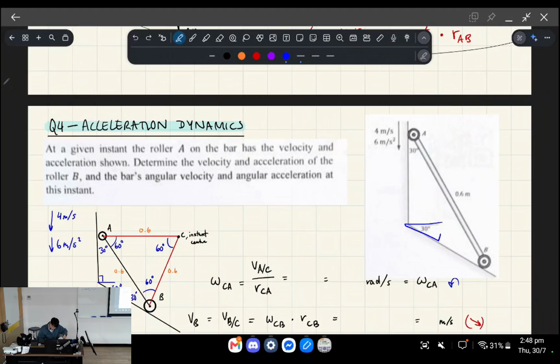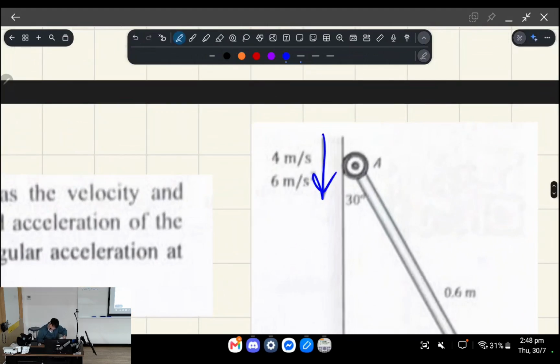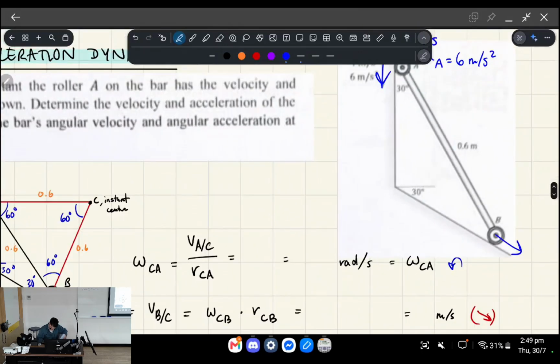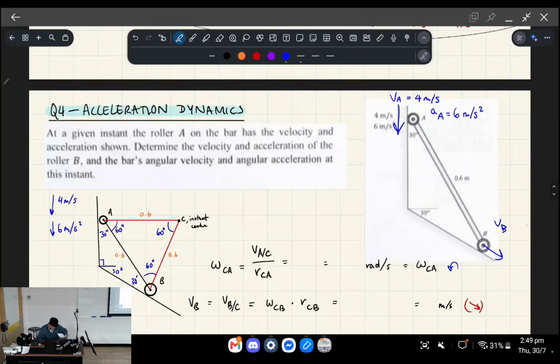We're also told the decline angle from the horizontal of this second surface. We're also told the length of this rod. And we're also told the initial velocity of A. We're told it starts at 4 meters per second, and the acceleration of A is 6 meters per second squared. What we don't know is the velocity of B, which we can solve using velocity dynamics, and then we can solve for the acceleration of B through acceleration dynamics.